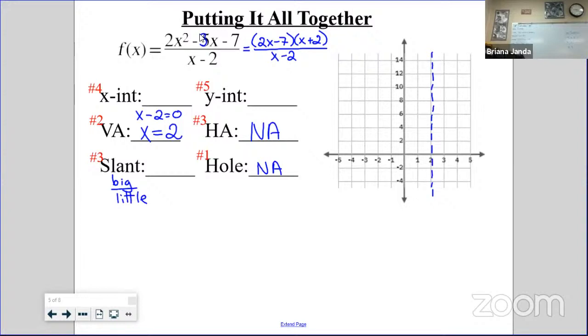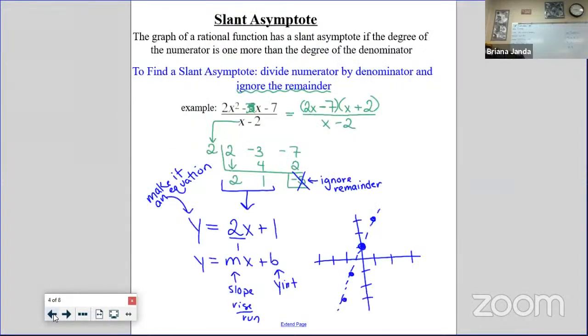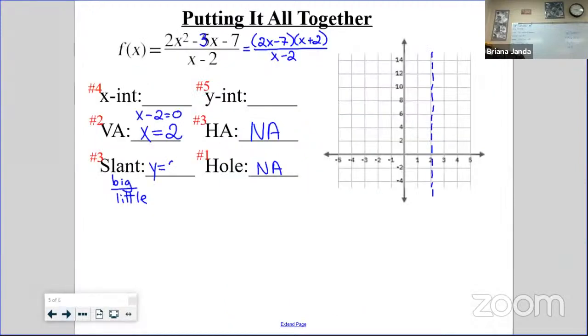So remember, slant, we are going to divide, just like we did on this page. There's our slant asymptote. Y equals 2x plus 1. Divide, ignore remainder.